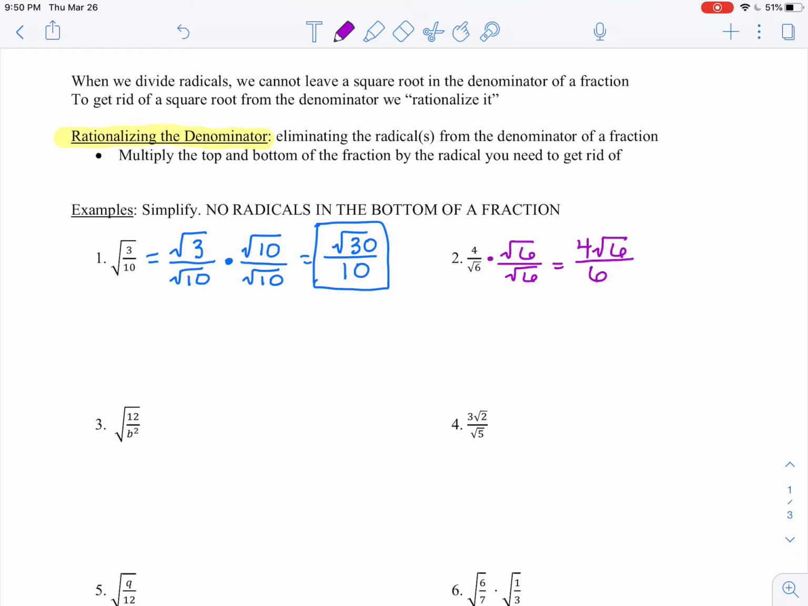Here we can simplify. If I look at the radical first, square root of 6, the radical is already simplified. There is no perfect square that goes into 6. However, if I look at the plain old numbers outside of a radical, 4 over 6 can be reduced. They're each divisible by 2. So 4 divided by 2 is 2. 6 divided by 2 is 3. And then the square root 6 stays as it is. So my final answer here, 2 root 6 over 3.